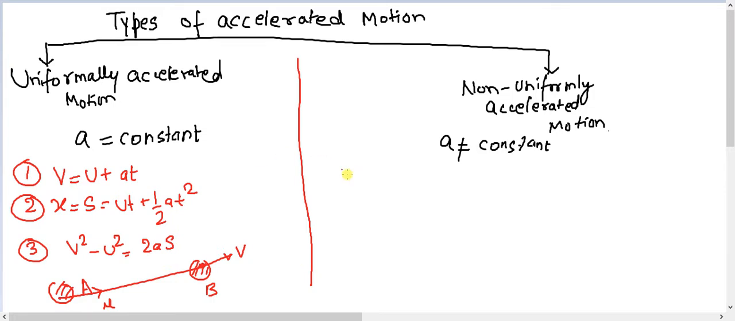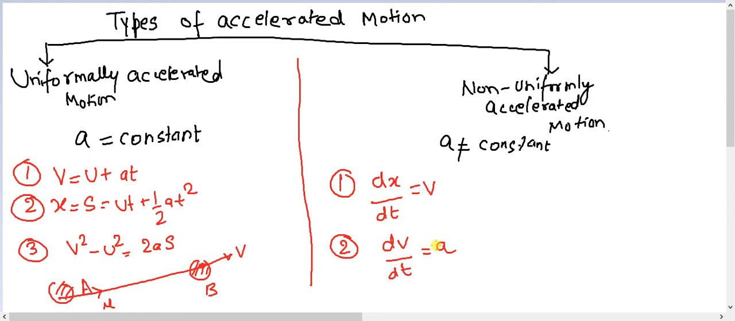It's very simple. What happens here is when acceleration is variable, we use dx by dt equal to v. And the second equation that we use is dv by dt equal to acceleration. These are the equations that we use for the derivation of any kind of equations. This is from the basics of the particle.